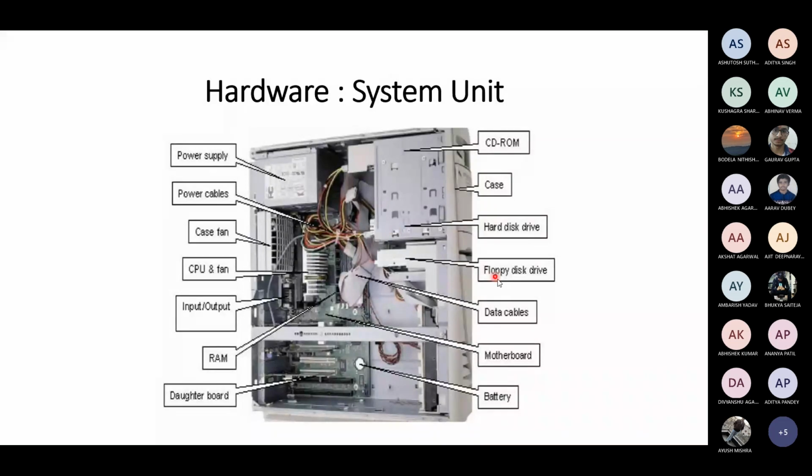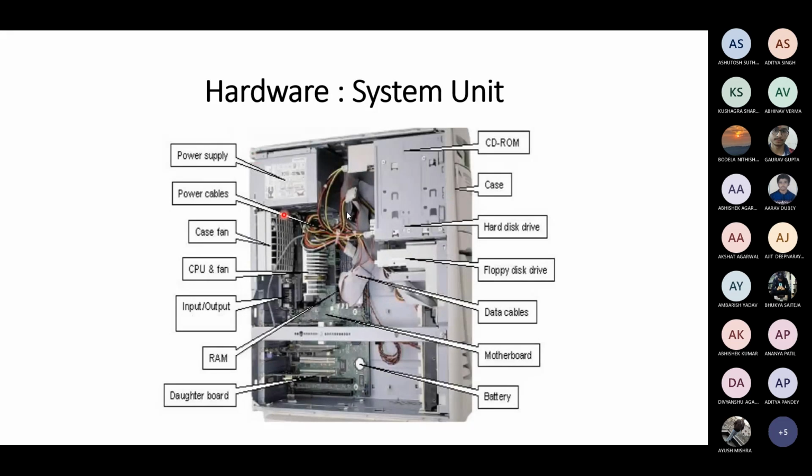You got a floppy disk drive, data cables, motherboard, battery, input output device, RAM, CPU and fan, central processing unit and fan, and a case fan. All these things you will keep in a system unit. All these things you will keep in a box, which is called a case. The box that you keep all these things inside, we call that a case. So when I say system unit, all these things are covered.